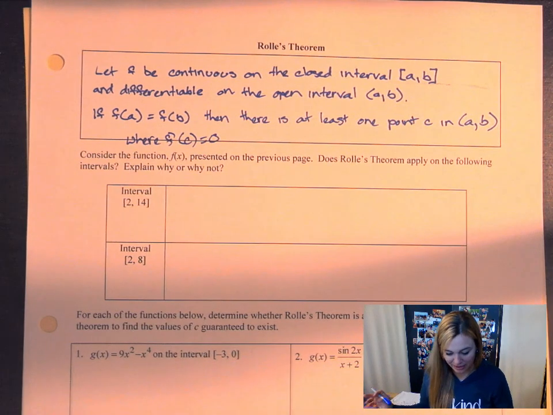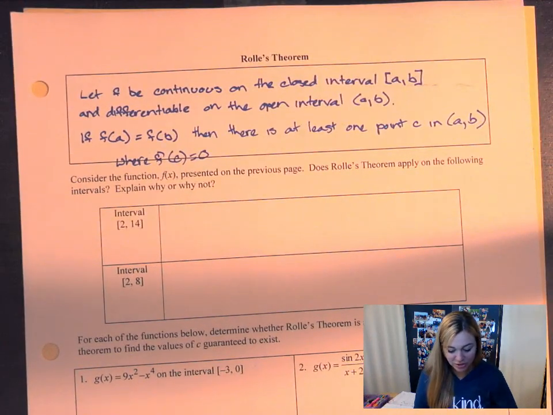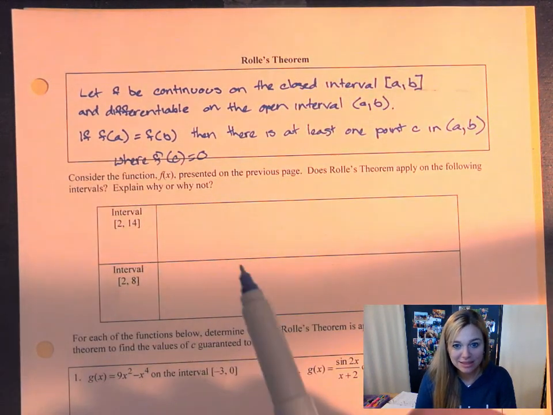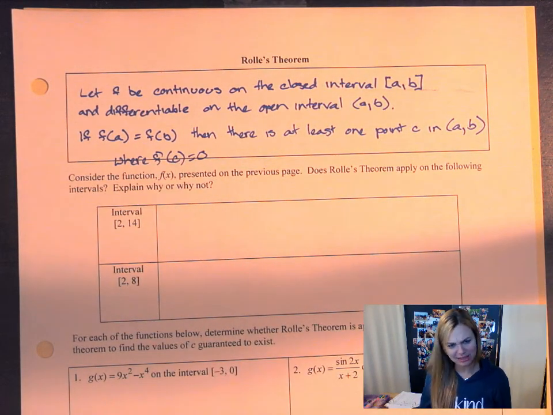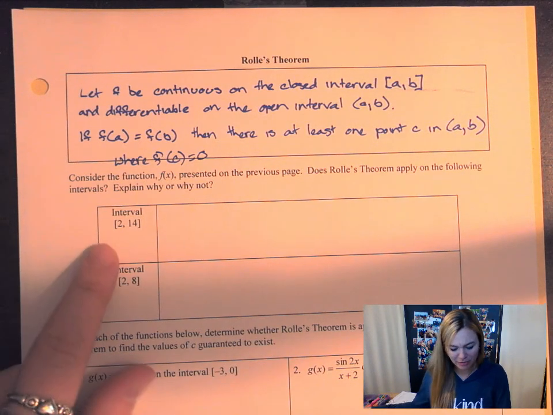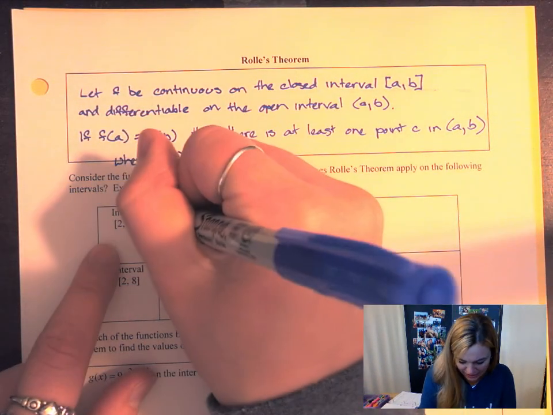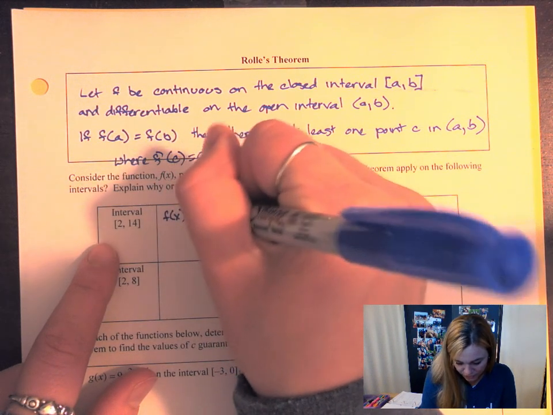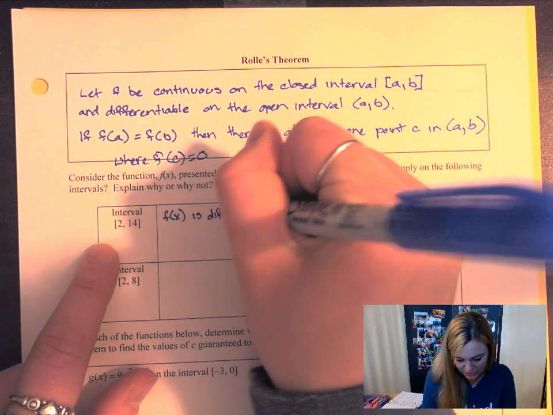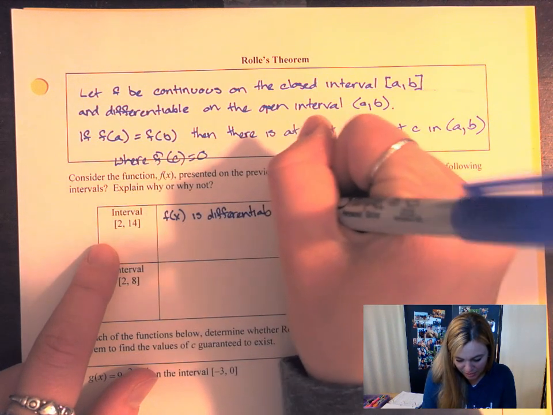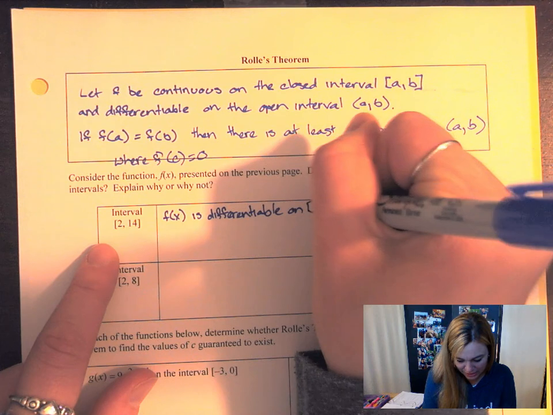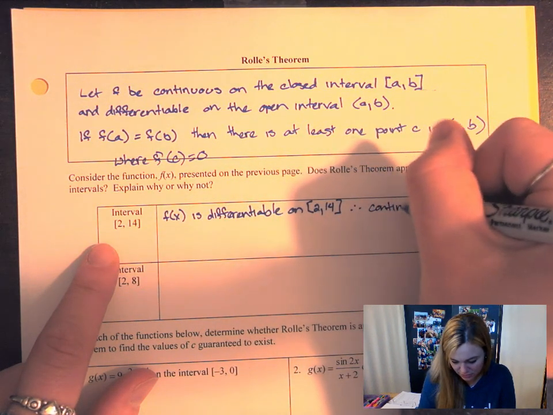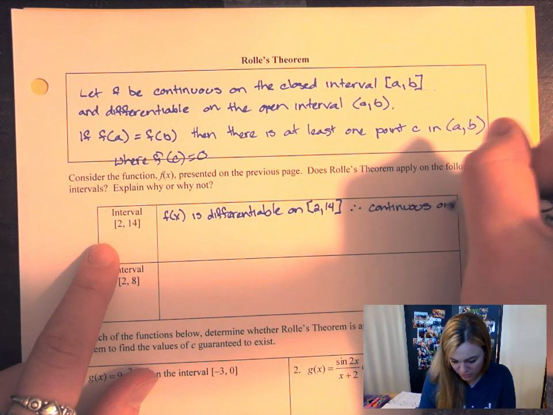So let's look back here. Okay, consider the function presented on the previous page. So we just did it for 1. Does Rolle's theorem apply? So I just said that it did from 1 to 16. What about from 2 to 14? So I'm going to say right away f of x is differentiable because we know that for sure. It was given to us. And I'm going to be even more specific. I'm going to say on 2 to 14, therefore continuous on 2 to 14.